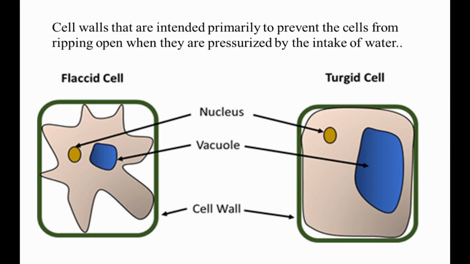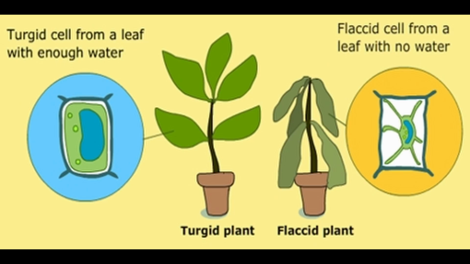Plant cells have cell walls that are intended primarily to prevent the cells from ripping open when they are pressurized by the intake of water. By themselves, the cellulose cell walls don't have much compressive strength. Compressive strength is achieved by the water pressure, which causes plants to become turgid, or have turgidity. When plants become dehydrated, they lose their turgor. Their leaves wilt, and unreinforced stalks wilt or droop when the plant needs water.